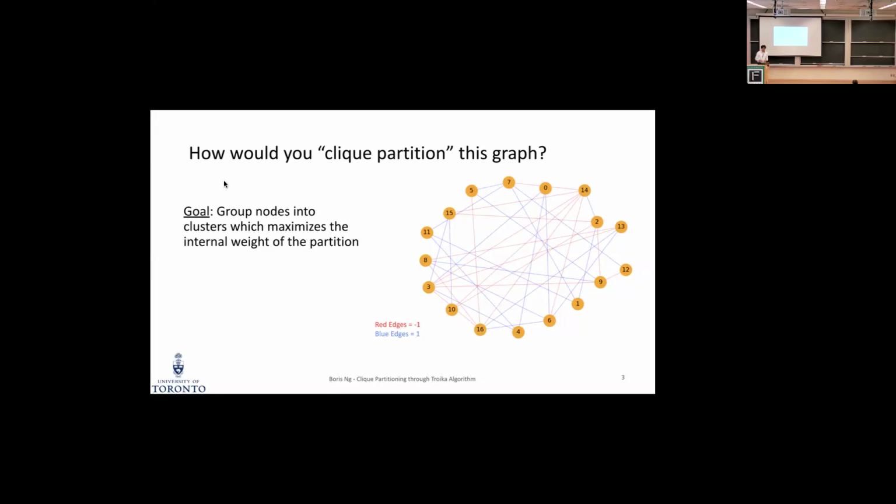It's probably pretty hard to do by eye, but if we simply group all the nodes into just one cluster, it's going to equal an objective value of 4, which isn't the best solution we can find here. Now, this is the output after running the clique partitioning algorithm. We can see 4 disjoint clusters, which results in an objective value of 16 instead, which is much better than what we had previously.